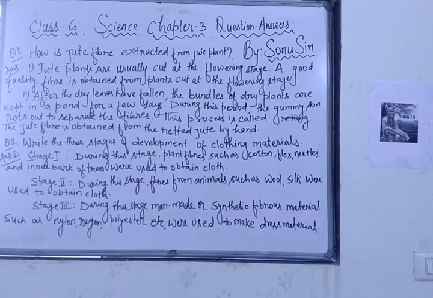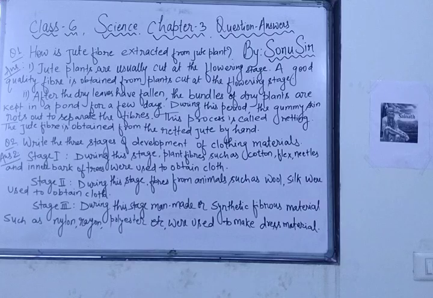As you are seeing, the first question is, how is jute fiber extracted from the jute plant? The answer: Jute plants are usually cut at the flowering stage. A good quality fiber is obtained from plants cut at the flowering stage. After the dry leaves have fallen, the bundles of dry plants are kept in a pond for a few days. During this period, the gummy skin rots out to separate the fibers. This process is called retting. The jute fiber is obtained from the retted jute by hand. I hope all of you have written the first answer.